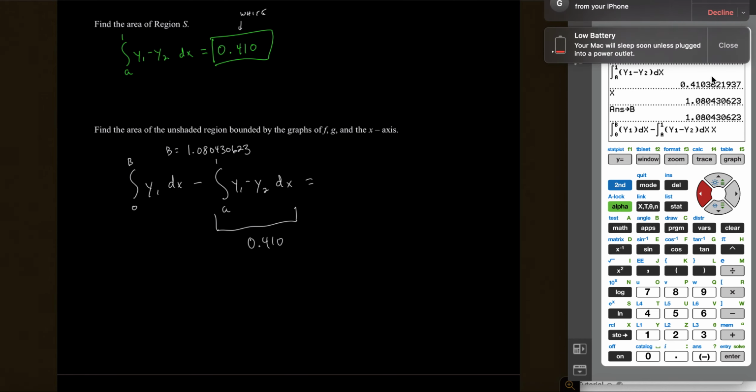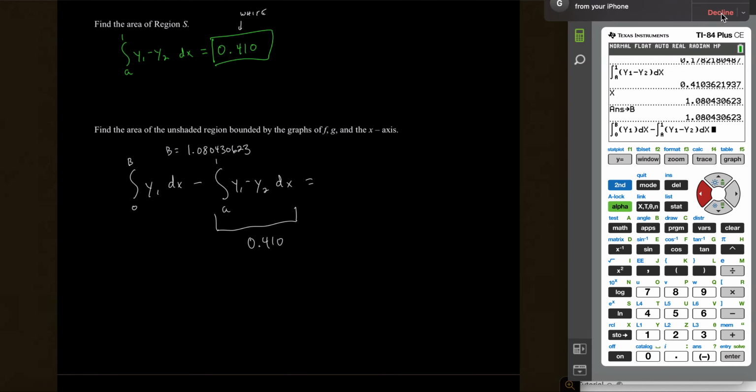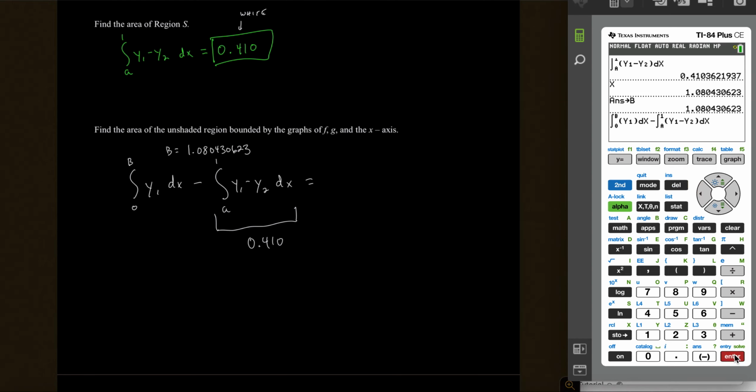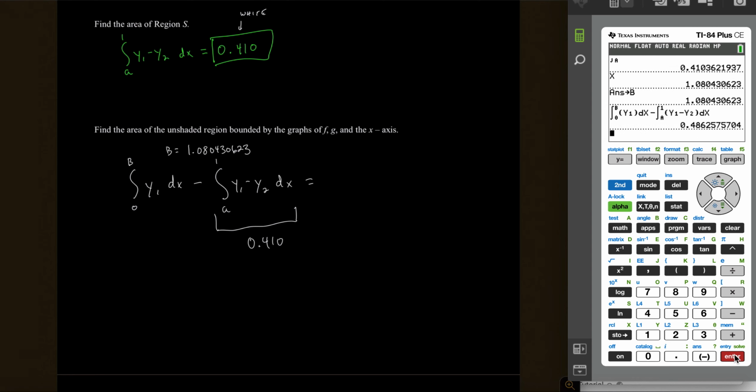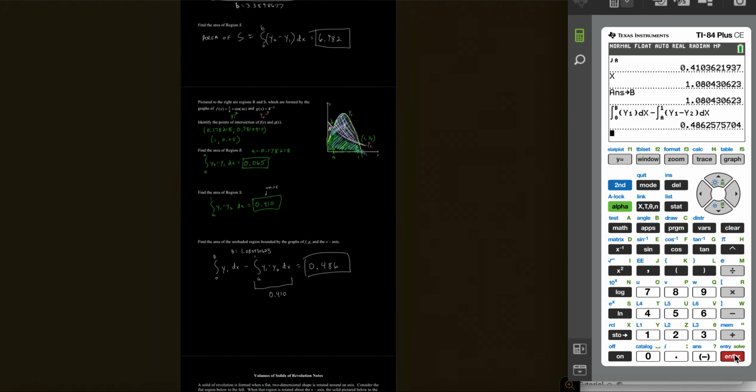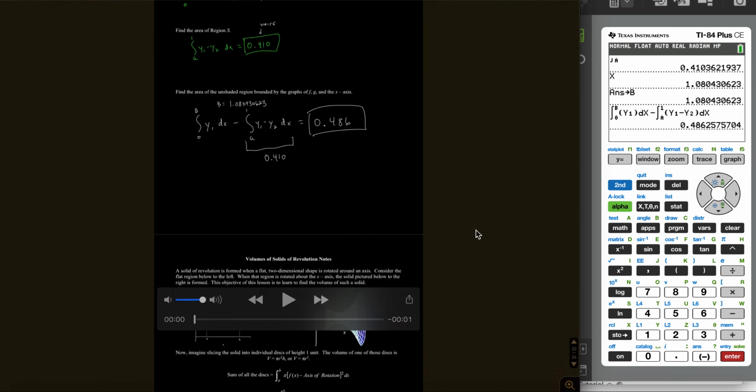Oh boy. Okay, we're going to decline the autocomplete for now. Delete. Okay, we're going to hit enter. We're almost done here. It's a race against time. So we get 0.486 after we round it. That's what I got before. That's the area. We are done. That's not where I wanted to stop.